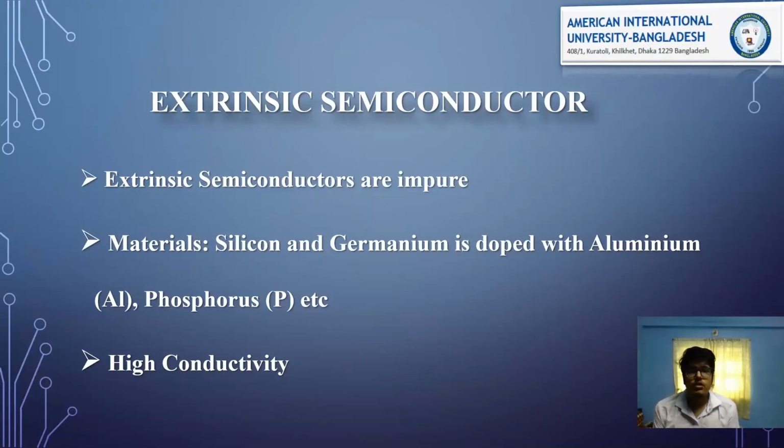So let's talk about extrinsic semiconductors. Extrinsic semiconductors are totally opposite from intrinsic semiconductors. Extrinsic semiconductors are impure. As we said before, tetravalent elements like silicon and germanium, if they are doped with some trivalent or pentavalent elements like aluminum and phosphorus, will create a new semiconductor that is called an extrinsic semiconductor. It has a high conductivity because of its impurity. The impurity provides it sometimes free electrons or sometimes holes.